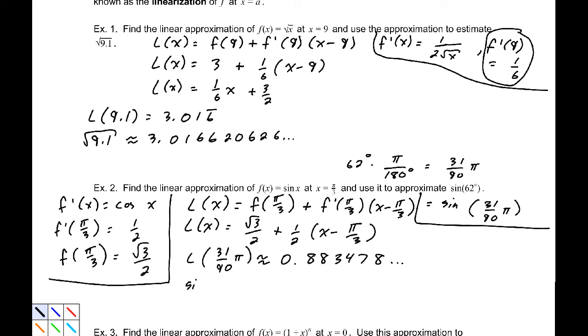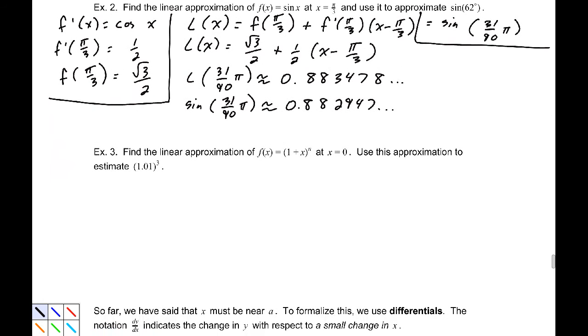Now, just because I can, I want to compare these two. Sine of 31/90 pi is 0.882947, and it continues. So that is, in fact, pretty close, well, to 2 decimal places. So for our intents and purposes, that's just fine. Could be better, of course.